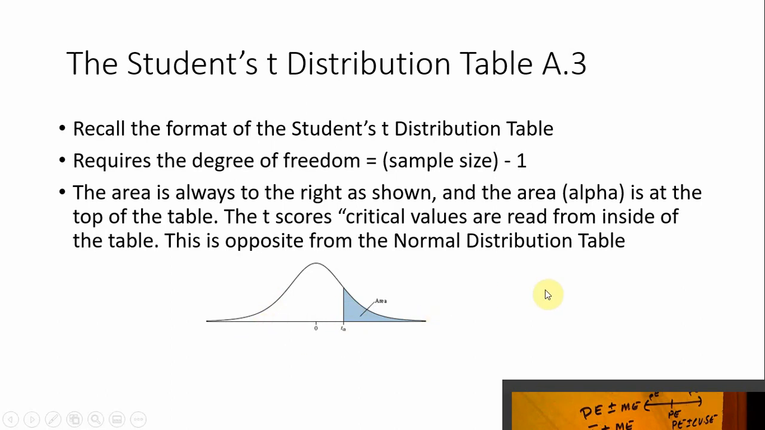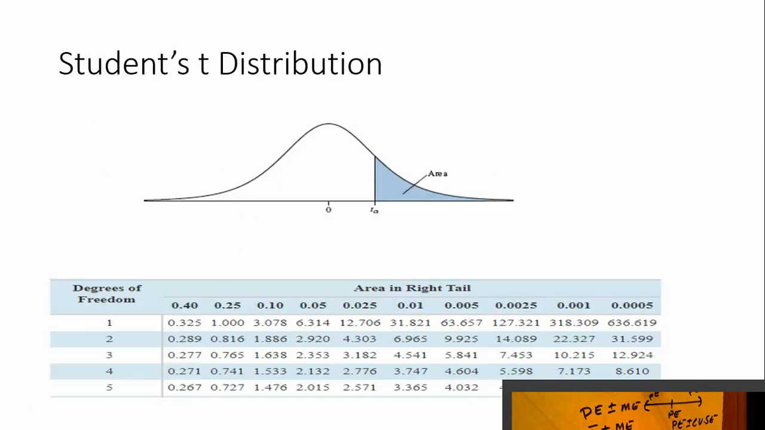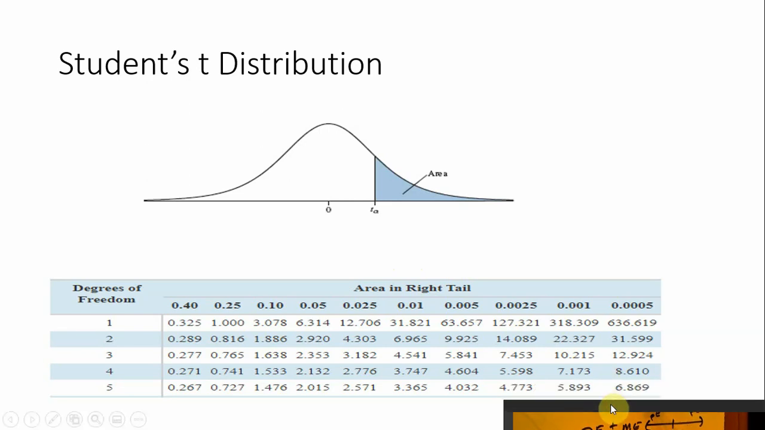Okay. So here, the area is also a difference. The area is at the top of the table. We'll go over that. And then the t-scores critical values are read from inside the table instead of being on the outside and top as we did for the normal distribution. So here's the student's t-distribution. This is kind of the picture that you'll see when you go to A.3.